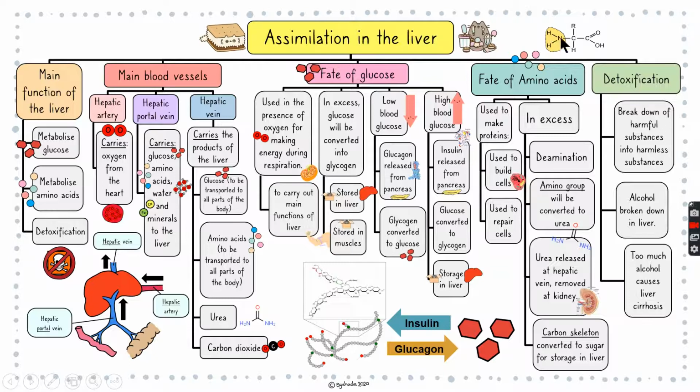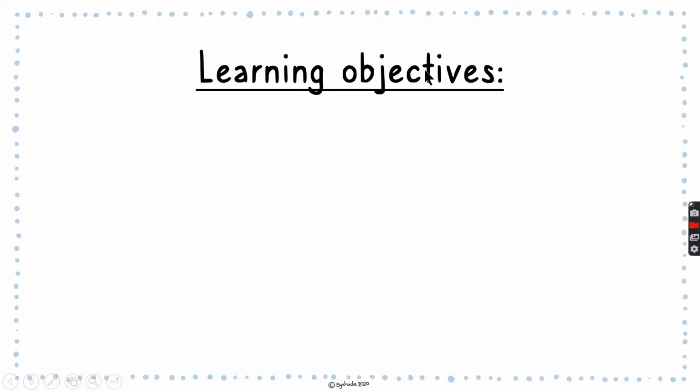If you remember this part here, NH2, this is the amino group, and this is called the carbon skeleton. The amino group is the one that is converted into urea, and the carbon skeleton will be converted into sugar, and it will be stored in the liver as well. Lastly, detoxification, which is the breakdown of harmful substances into harmless substances. Alcohol, for example, is very harmful and it's broken down inside the liver. And when you have too much alcohol, this can lead to liver cirrhosis.